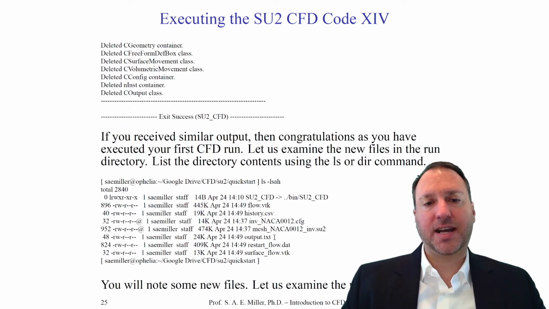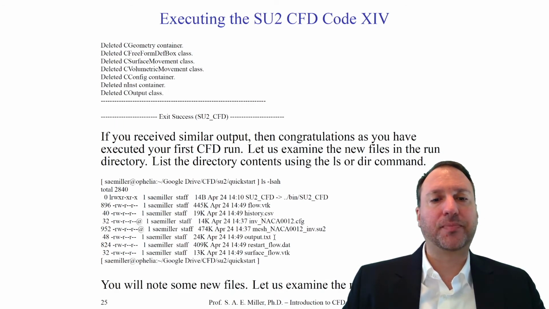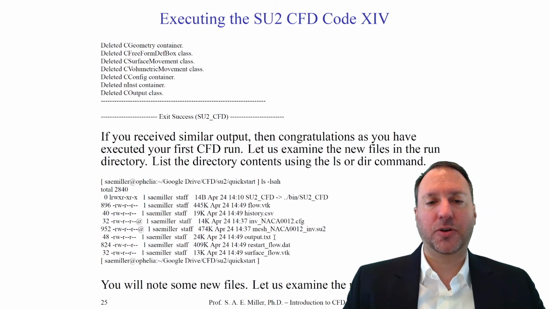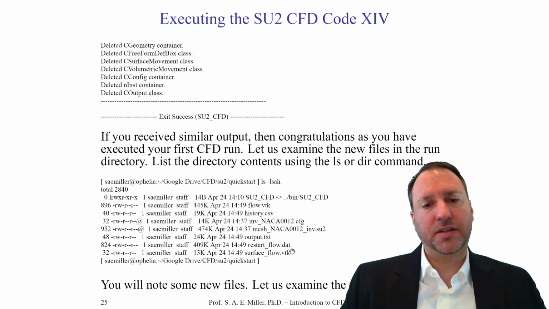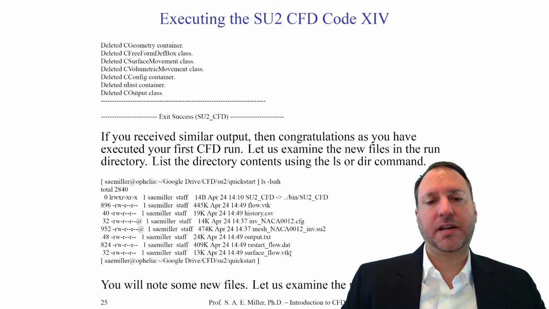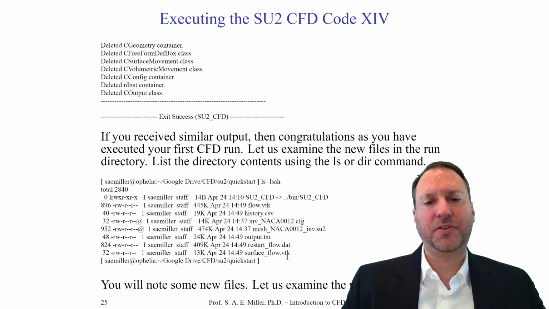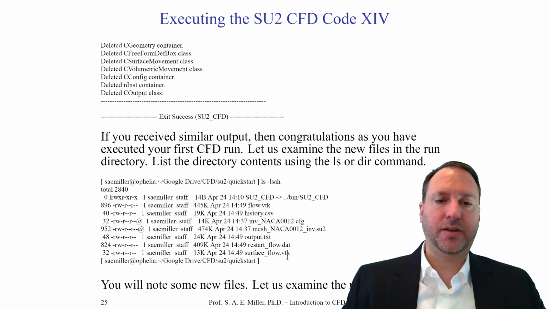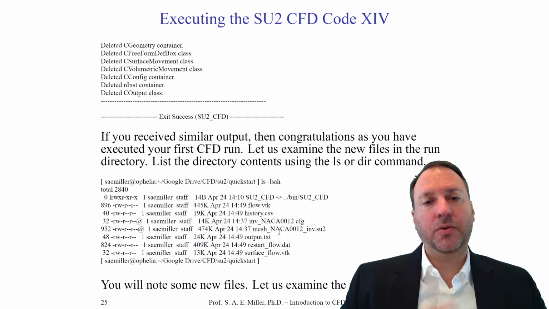We have an output.txt file. That will appear if you piped your screen output to a file, but it's not required. That's only for maybe advanced users who want to see and restore their screen output. So most of you will not see it. We have the restart file, which I've already discussed, and we have a surface flow.vtk file, which is another Paraview visualization file to only view the flow on the surface. But we can simply do that within the flow.vtk file. So surface flow.vtk is not that useful. It's there anyway in case we want to use it. You'll note these new files and start to remember what they do.